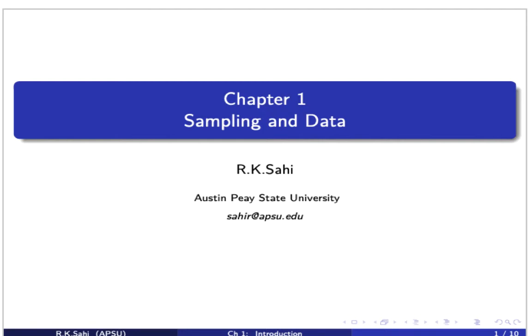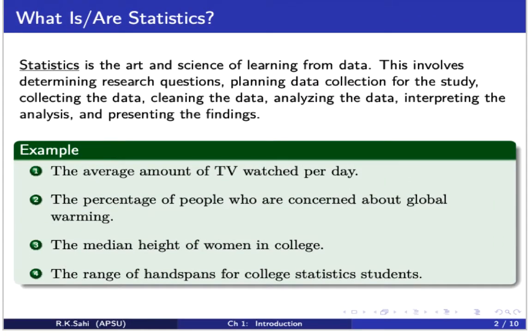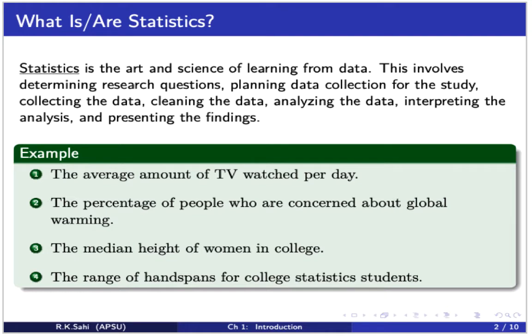Hello everyone. So continuing on our sampling and data, let's do a recap of the things we talked about in the first session in this chapter. So we said, what is statistics? Statistics is the art and science of learning from data, which involves determining a research question, planning data collection for study, collecting, analyzing, interpreting the data, and then presenting the findings. Some examples could be the average amount of TV watched per day, the median height of women, the range of hand spans, or the percentage of people who are concerned about global warming.